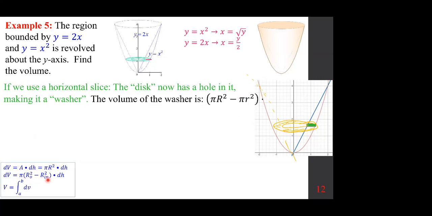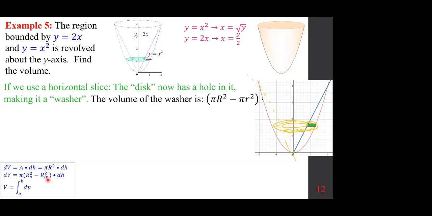First, we are going to change y equals x squared to x equals square root of y, and y equals 2x to x equals y over 2, because we are going to deal, obviously, with thickness dy. Everybody can see the thickness is dy, so we need x as a function of y. So that's the first thing.